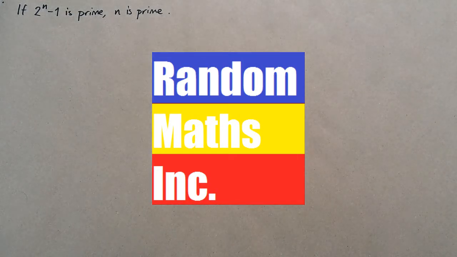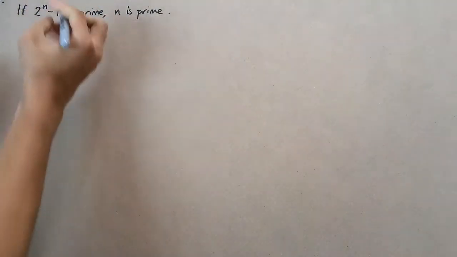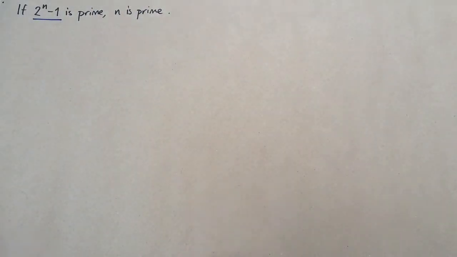Hey guys, this is RandomMathsInc, and today we're going to be proving two different theorems, kind of, about Mersenne primes. The first one we're going to prove is just about the definition of a Mersenne prime: that if 2 to the power of n minus 1 is a prime number, then n must be a prime number, because we know that Mersenne primes are written in this form.